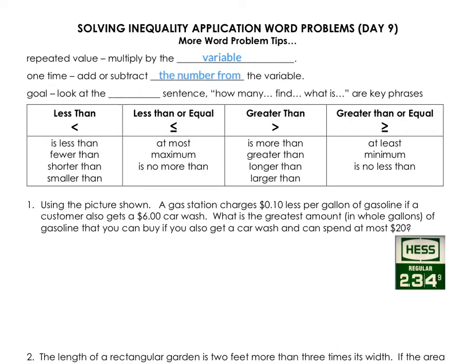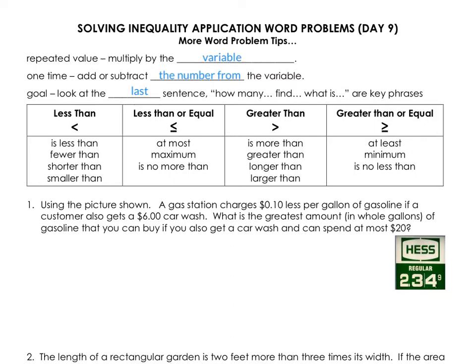Our goal is to look at the last sentence because that's usually where they'll talk about the how many or find or what is, all those key phrases that tell us what we're looking for. Now we need to look for these words to help us identify which inequality we're going to be using for solving the application word problems.